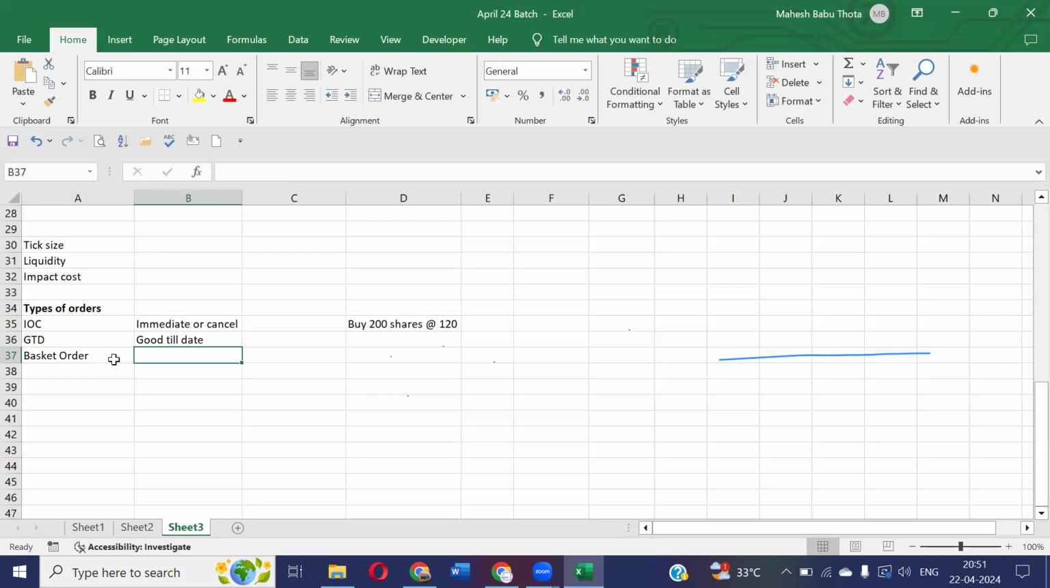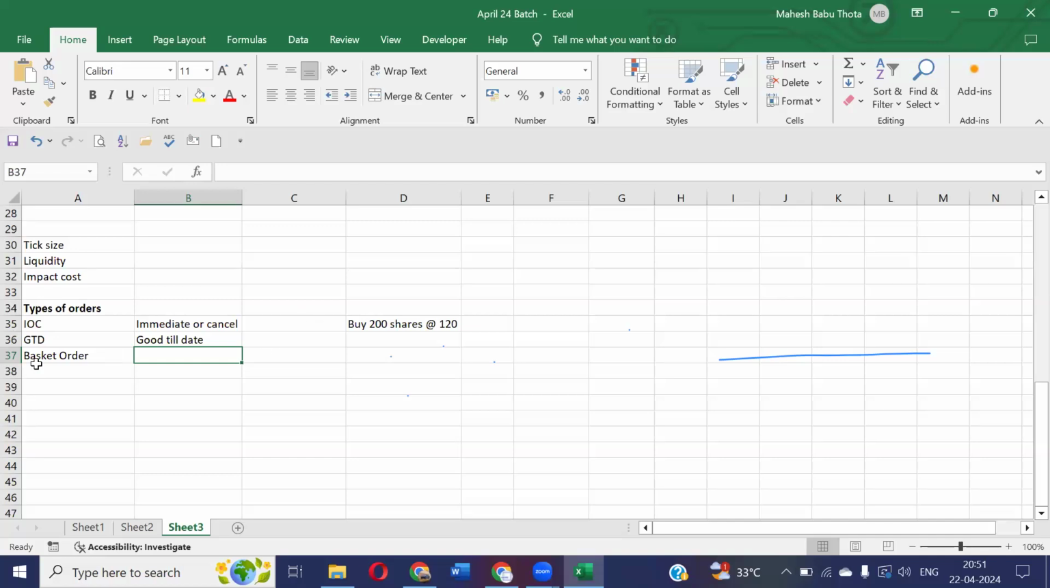Similarly, here also, in a single order, we can buy or sell portfolio securities. Suppose I'm holding a portfolio of 50 shares of TCS, 50 shares of Ashok Leyland, 50 shares of Wipro. If I want to sell all the shares in one go, I will use this basket order. Understood, everyone? Yes, ma'am.